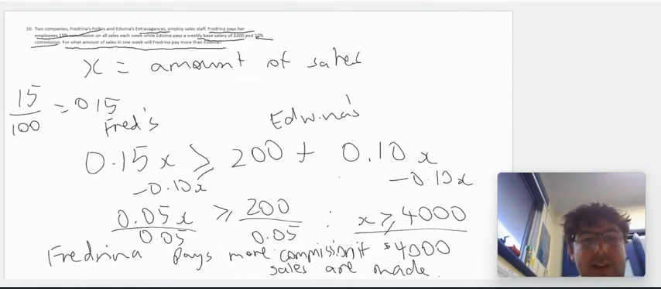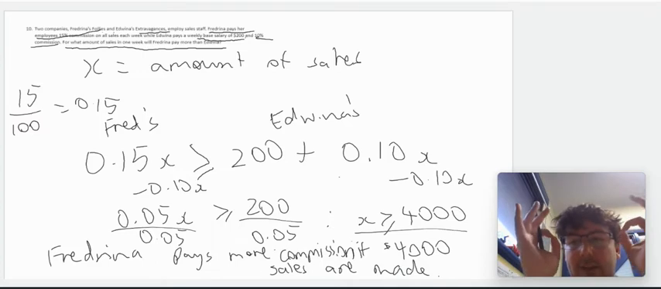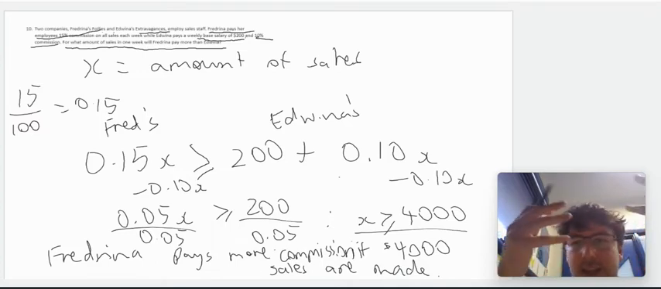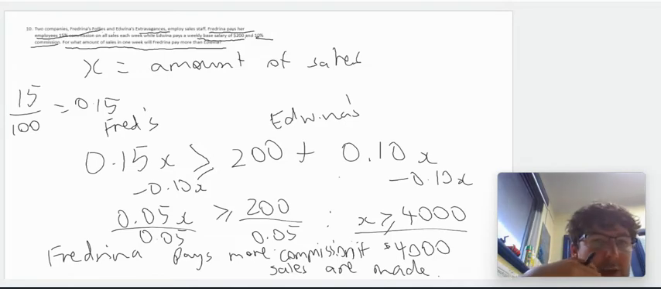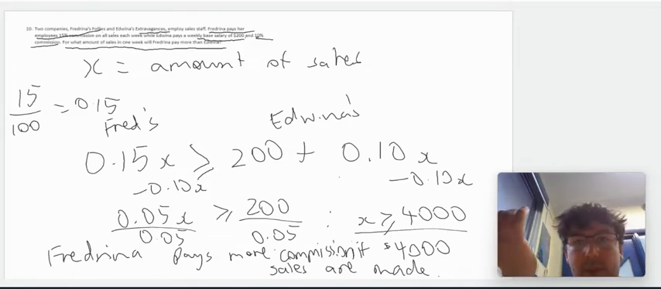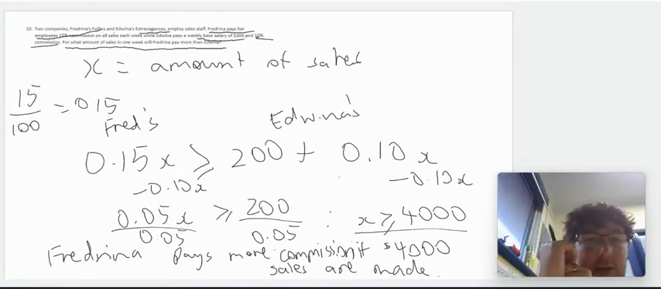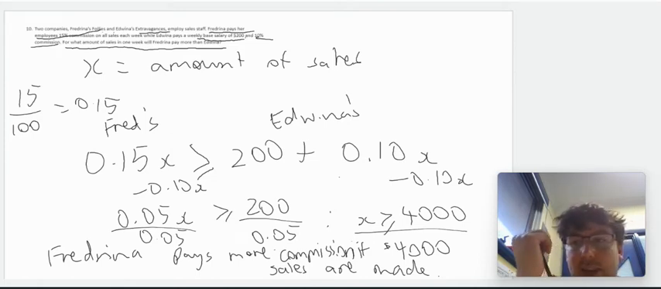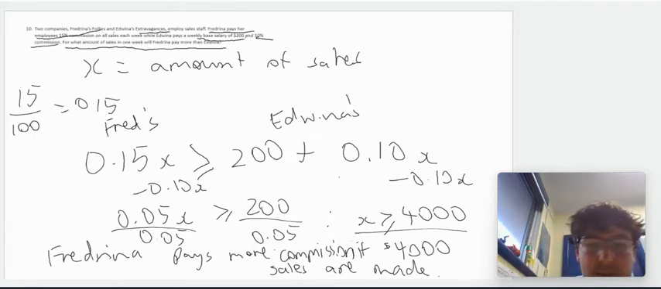Put your answer in a nice little sentence. Remember, commission means that part of the sales she gets paid; you get a percentage of your sales that you actually get to keep. Salespeople get that. For example, a real estate agent would get that, or maybe a worker at an electronics store. It's to encourage your salespeople to make more money. So Fredrina pays more commission if $4,000 sales are made because X is greater than or equal to 4,000.